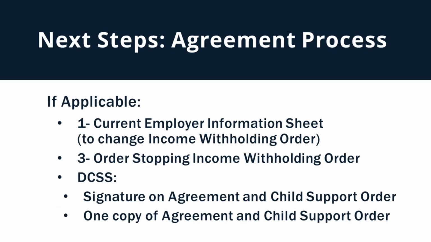If the support is withheld from a paycheck, you'll also need to complete the current employer information sheet. You'll need it in order to change the income withholding order. You'll only need 1 copy of this form. And if it applies to your case, you'll also need an order stopping income withholding order. And if the Division of Child Support Services is involved in your case, you'll need to get their signature on the agreement and child support order and provide them with a copy.